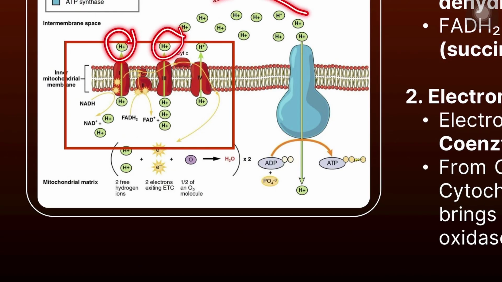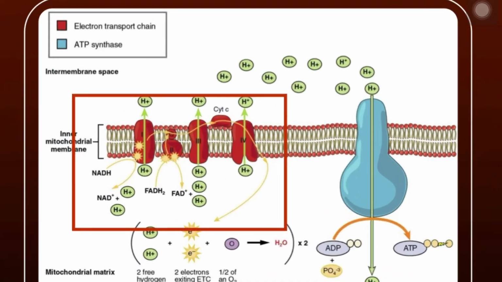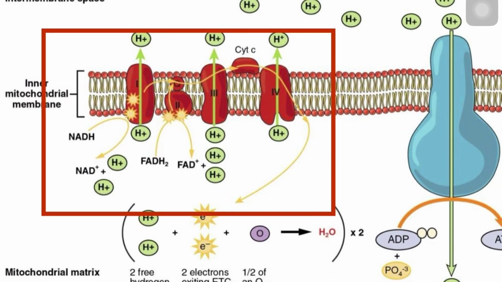Next is the electron flow through the chain. After the electrons are accepted by complex 1 and 2, they are transferred to a mobile carrier called coenzyme Q, or ubiquinone. The scientific name for coenzyme Q is ubiquinone.